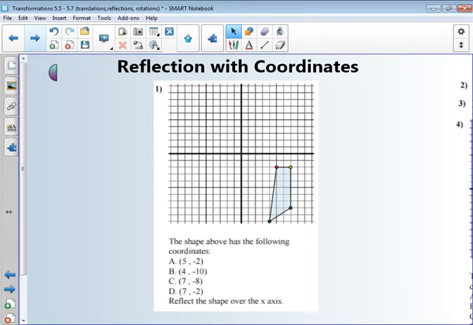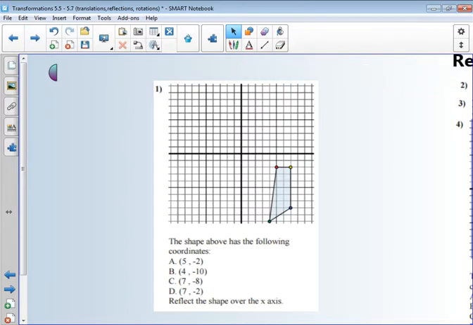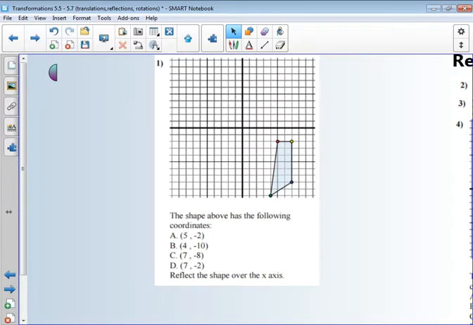So when I work with reflections, I tend to pick my points and then count the same distance over whatever line they're talking about. We want to make sure we're paying attention to what line they want us to use for our reflection. Here it says reflect the shape over the x-axis. So reminder, this is our x-axis, this is our y-axis. They want us to flip it, reflect it, over that x-axis. So this is our line of reflection.